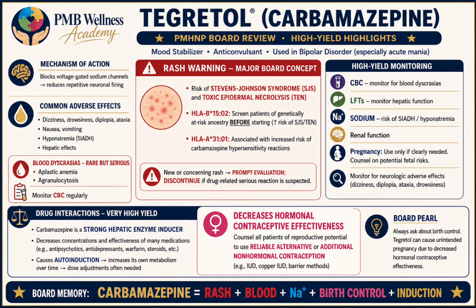One of the most important carbamazepine or Tegretol board concepts is the risk of severe cutaneous reactions like Stevens-Johnson syndrome and toxic epidermal necrolysis. The HLA-B1502 allele is strongly associated with Tegretol-induced SJS, or Stevens-Johnson syndrome, and TEN, toxic epidermal necrolysis.